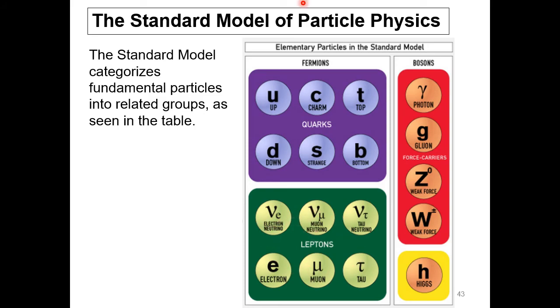The second type of elementary particle is bosons. Bosons have force carriers such as the gamma, the gluon, the weak force Z0, and the weak force W plus minus. And under bosons we also have the Higgs.